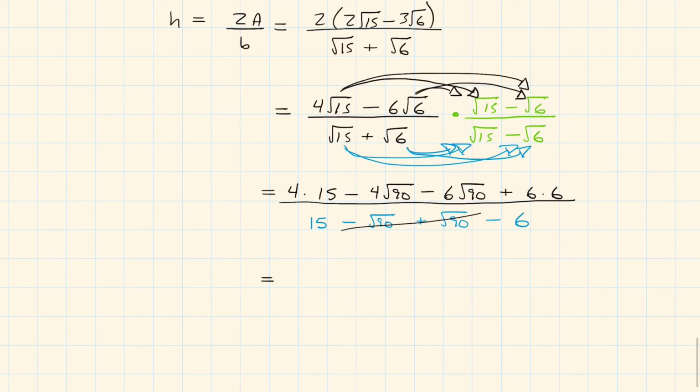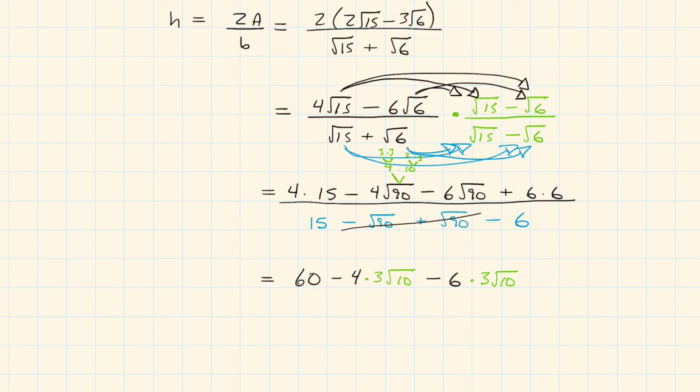I'm going to break down those root 90s. So I know 4 times 15 is 60, minus 4 times, well, 90 is 9 times 10. 10 is 2 times 5, so it's not going to give any pairs, but the 9 is 3 times 3. So I know there's going to be a 3 coming out of the radical. So it's going to be 4 times 3 root 10, minus, we broke down the 90, so it's going to stay the same, 6 times 3 root 10 again, plus 6 times 6 is 36 in the numerator.